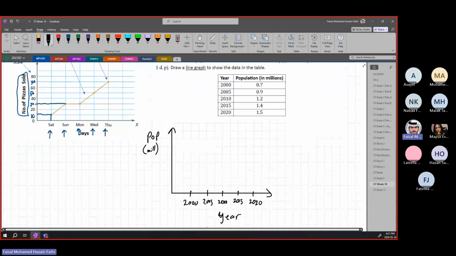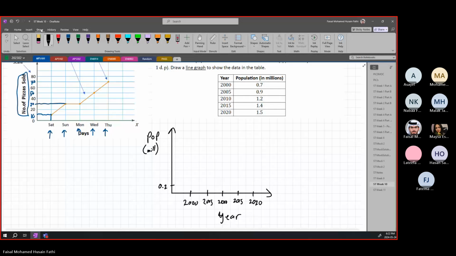And then you're just going to plot the points. So we can see that the range here starts from 0.7 and goes all the way up to 1.5. So let's say that this is 0.2. Now let's start with 0.5. Actually, let's do 0.25. Okay. So let's say that this is 0.25. This is going to be 0.5, 0.75, 1, then 1.25, and 1.5 over here. All right.